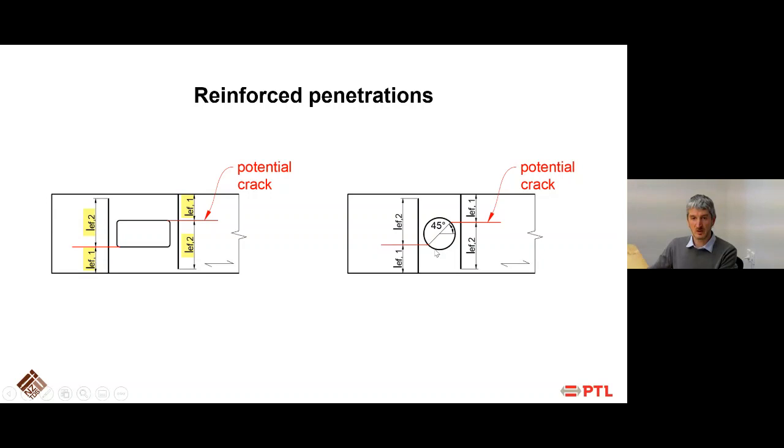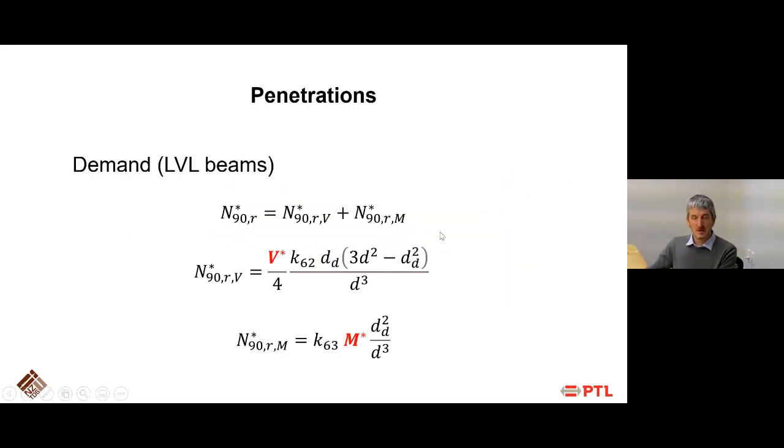Interesting to note that when you have a round penetration, the crack doesn't occur at the top or at the bottom, but it occurs at the position which is the intersection of the diagonal at 45 degrees through the round penetration. There are two formulations of how to determine the demand, one for sawn timber and glulam and one for LVL beams. I'm showing here quickly the demand for LVL beams. The principles are the same, there are just some slight differences in how these equations have been determined. These ones have been determined on mechanics, but also on empirical data from tests and finite element analysis.